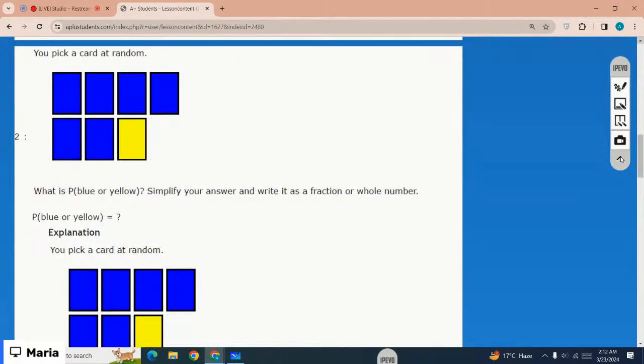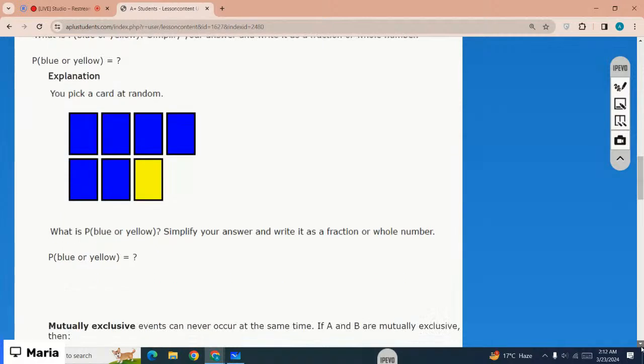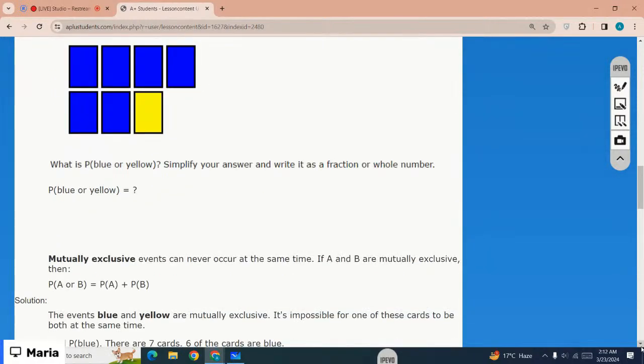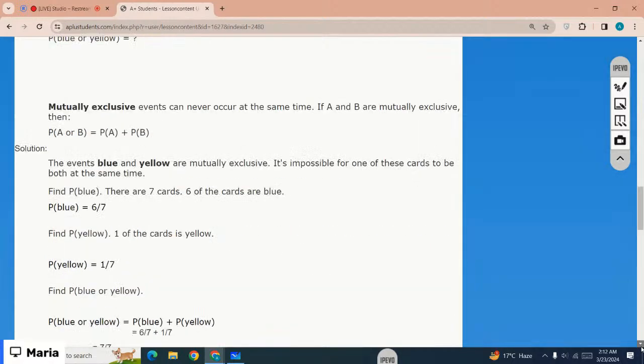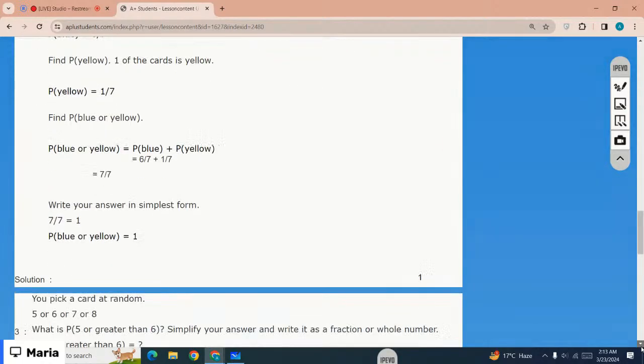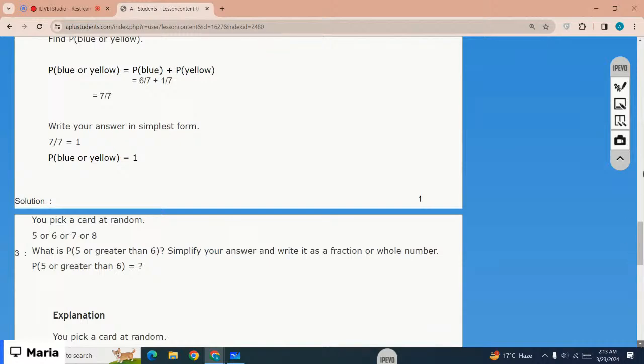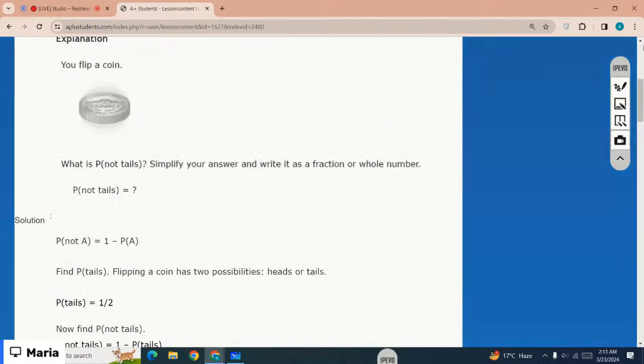You pick a card at random. What is the probability of blue or yellow? That means you need to calculate the probability of blue and yellow. That is a mutually exclusive event. A and B are mutually exclusive because they cannot occur at the same time. So you need to add their probabilities, right? The probability of blue is 6 out of 7 and the probability of yellow is 1 out of 7. You have to add, so it is 6 by 7 plus 1 by 7, which is 7 over 7. That is 1.